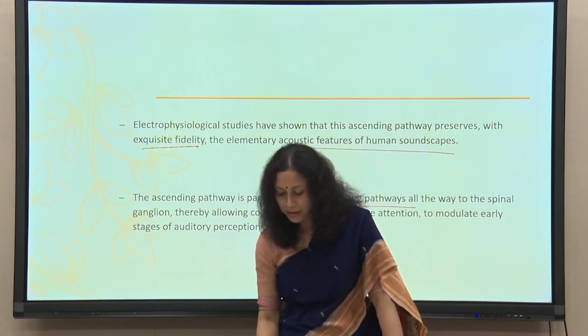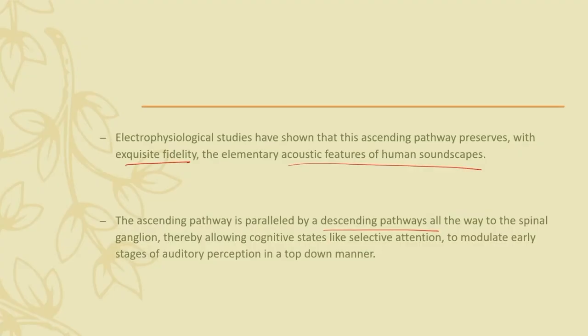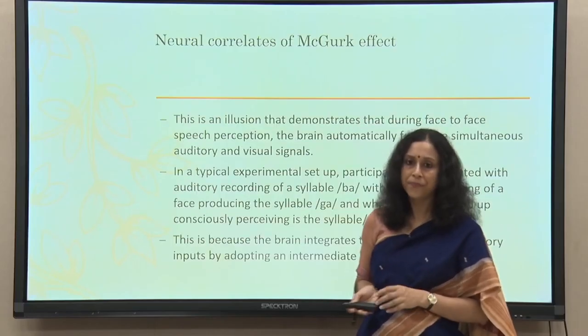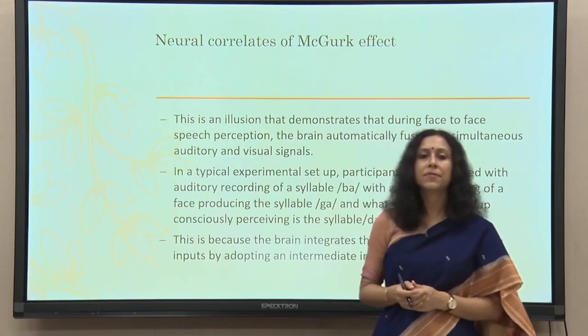So, this is the descending pathway, and it allows things like selective attention and modulates early auditory perception, because a person who is listening is also attending to the source of the sound. So, there is an ascending pathway and a descending pathway. The ascending pathway takes the signal to the brain, and the descending pathway is responsible for modulating other cognitive functions like attention.